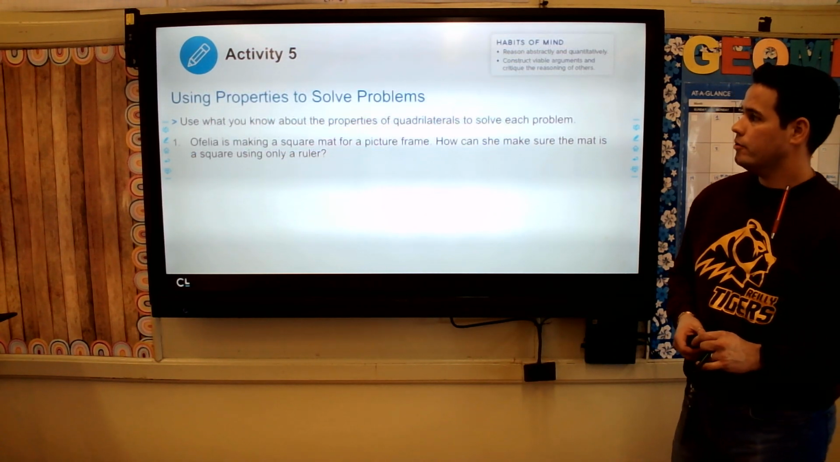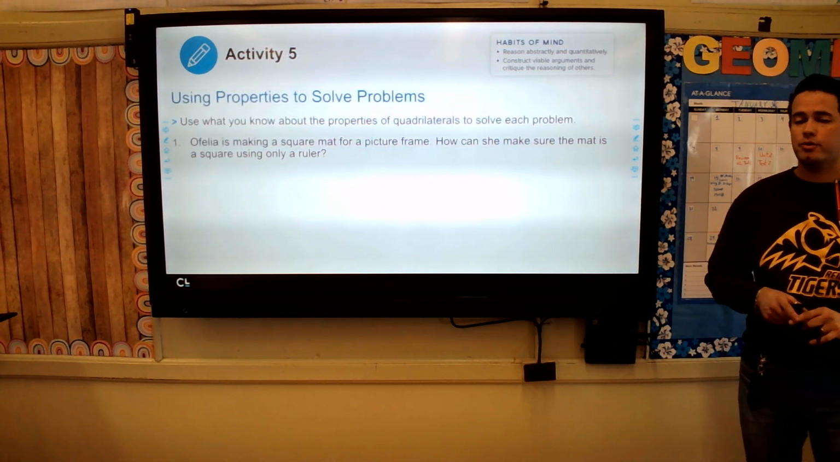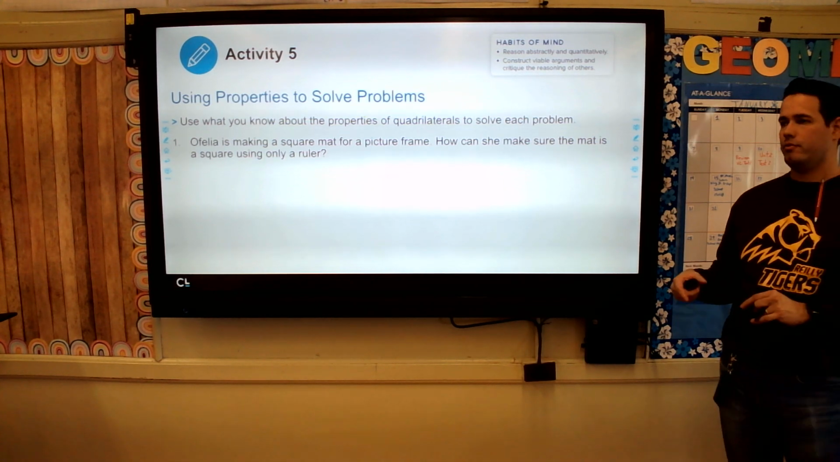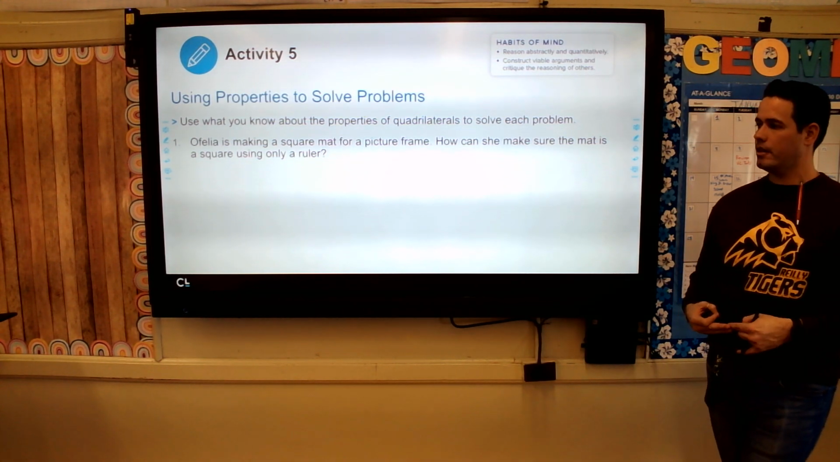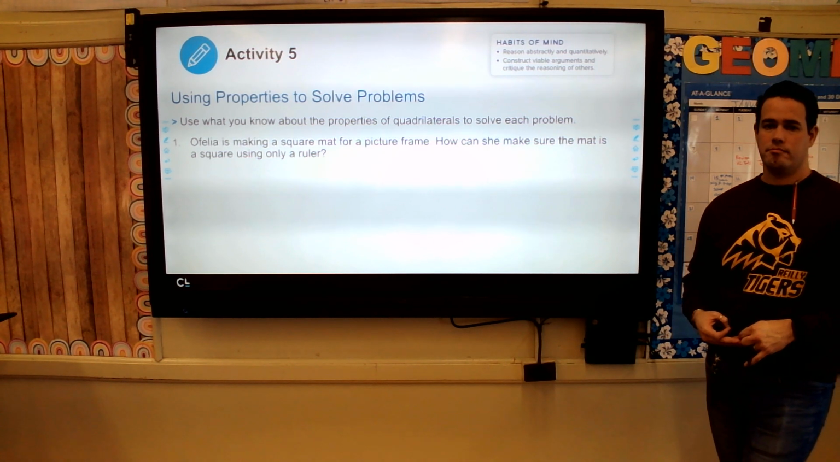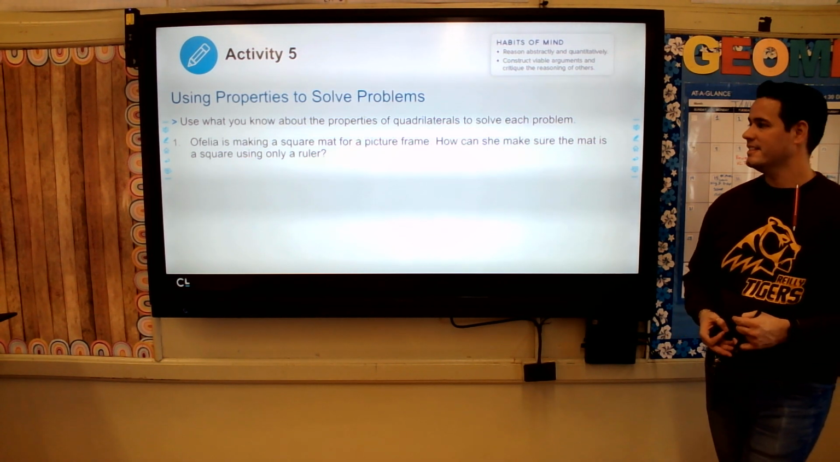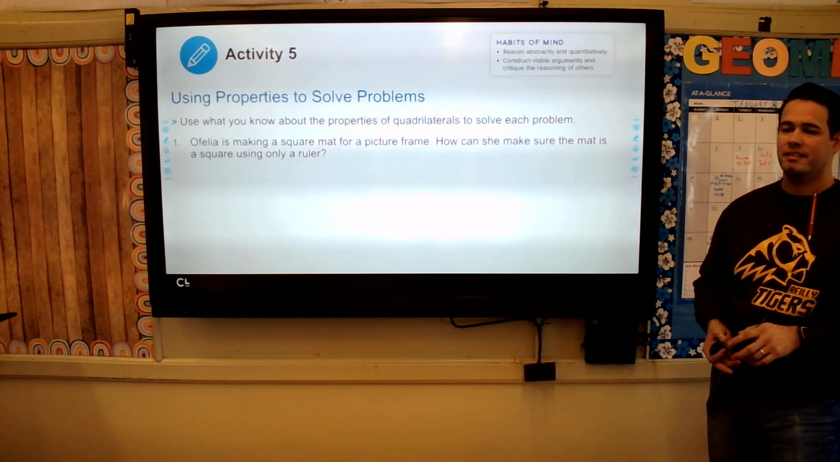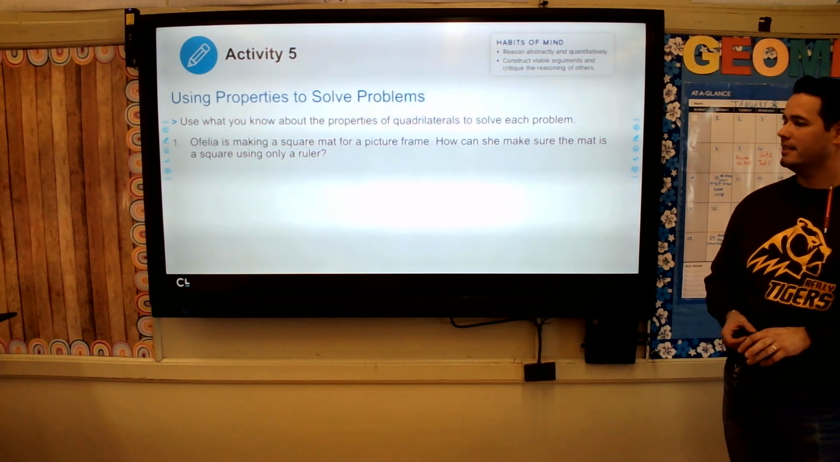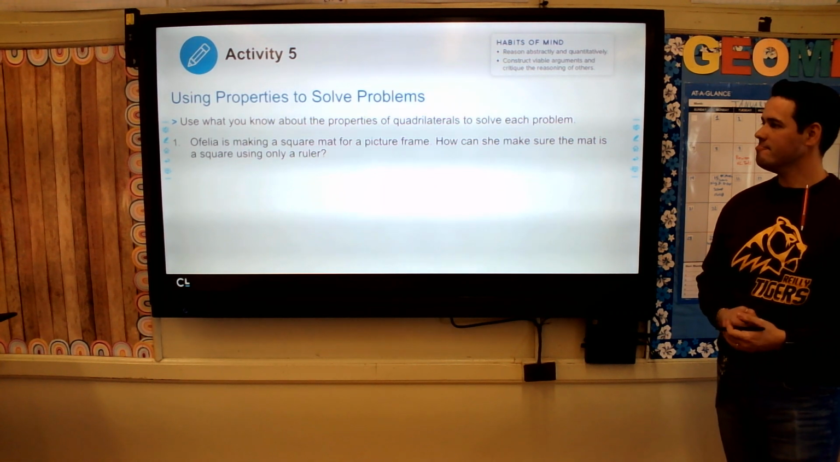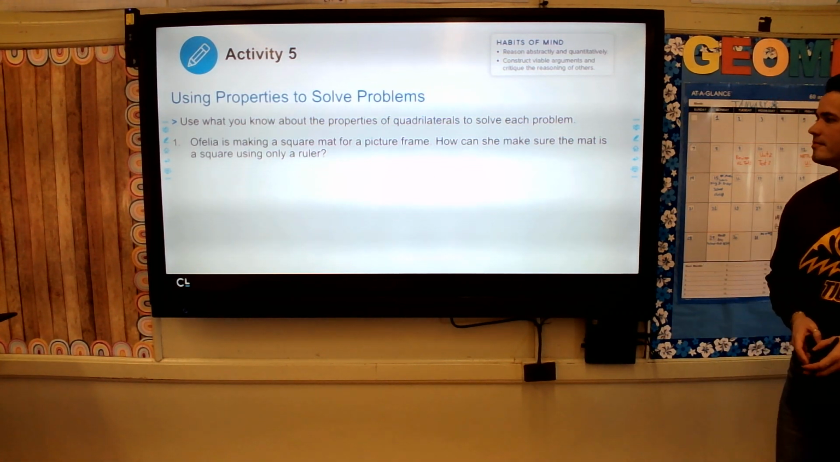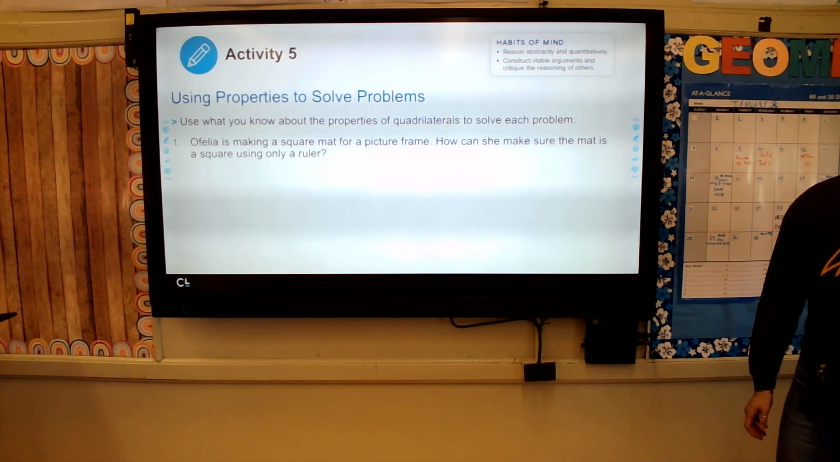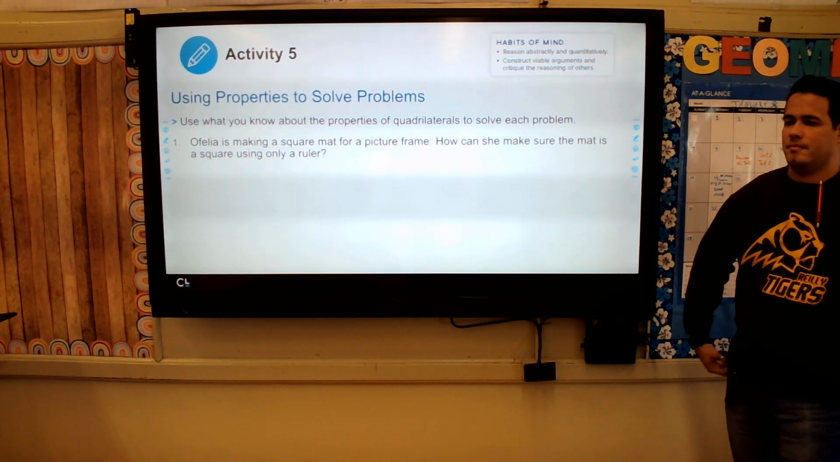Alright, so using properties now to solve problems, I'm just going to jump to activity 5. So we're going to try to use whatever we learned throughout this lesson to solve problems. Anybody reading this? Melanie. Using properties to solve problems. Use what you know about properties of quadrilaterals to solve each problem.